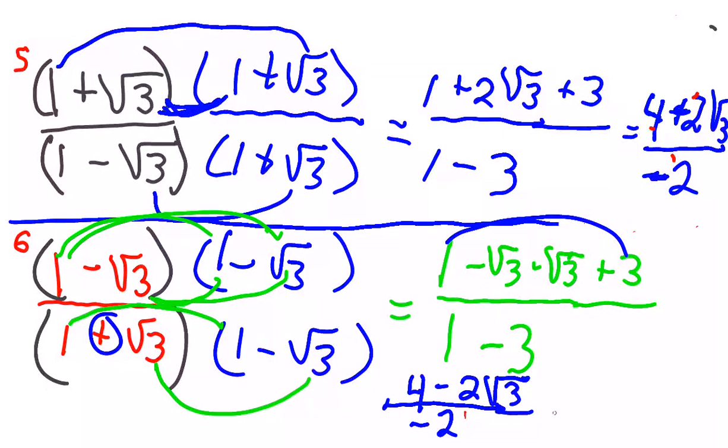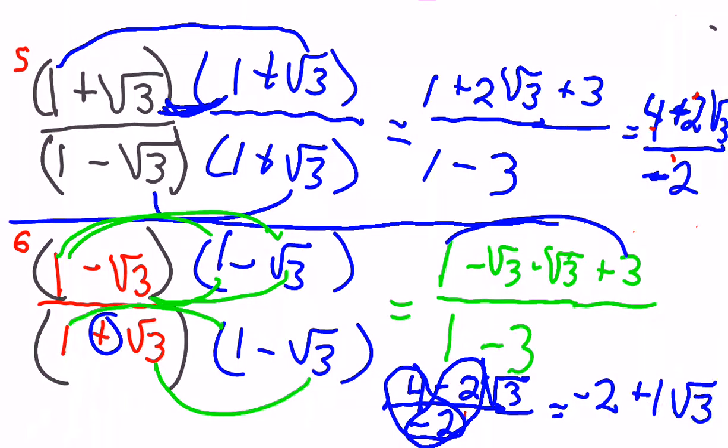Negative 2 goes into 4. And negative 2 goes into negative 2. So negative 2 goes into 4, I think, negative 2. And negative 2 goes into negative 2, I think, once. Positive 1. You don't even have to write the 1 if you don't want to. Okay? That's that one.